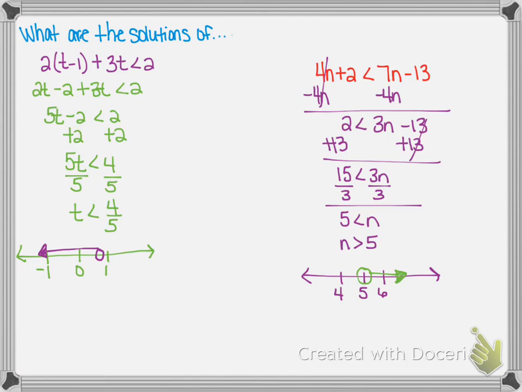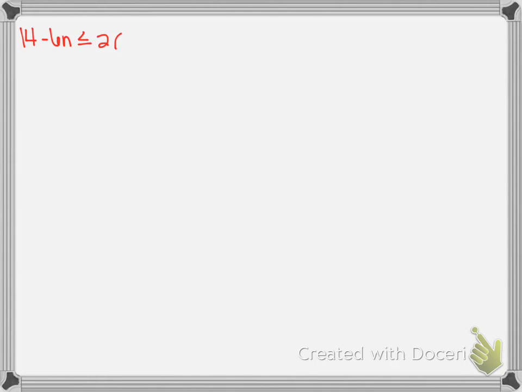2 more inequalities for us, and then a word problem. So 14 minus 6n is less than or equal to 2 times the parentheses 7 minus 3n. Now when we're solving inequalities, we can have a situation of a no solution or all real numbers that work, just like when we had equations. So for this one, what we want to do is distribute first. So I have 14 minus 6n is less than or equal to 14 minus 6n.